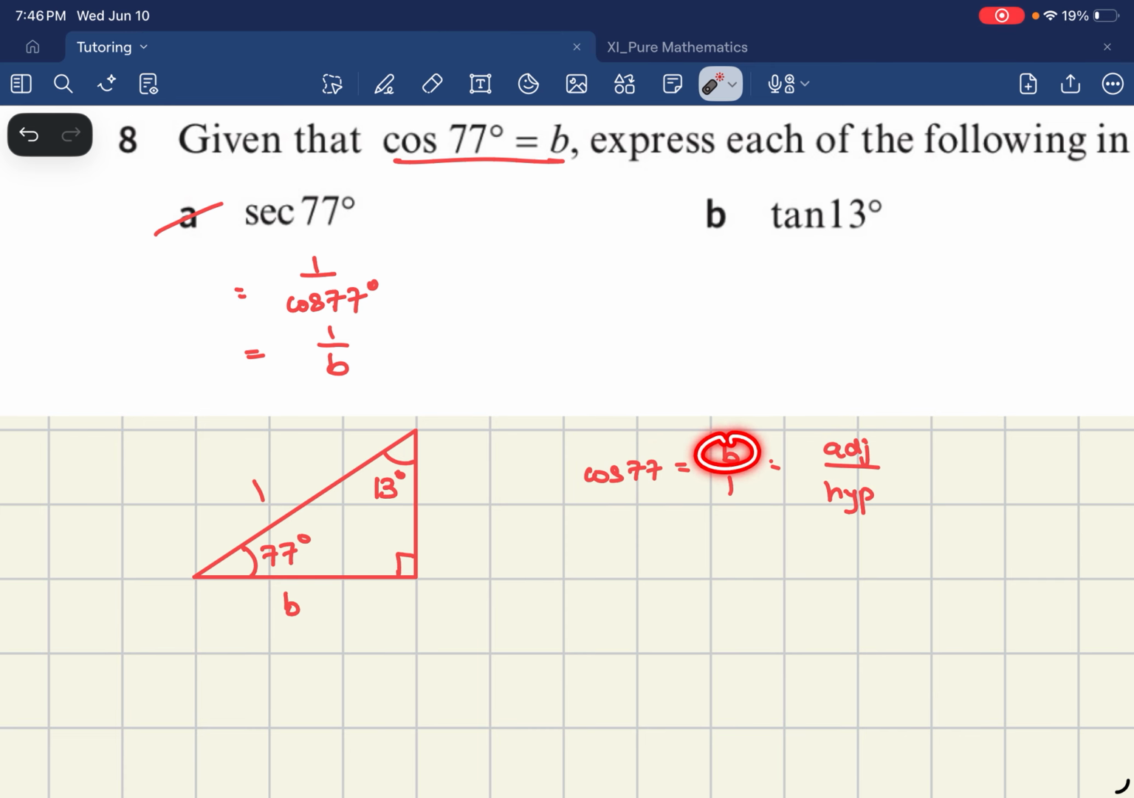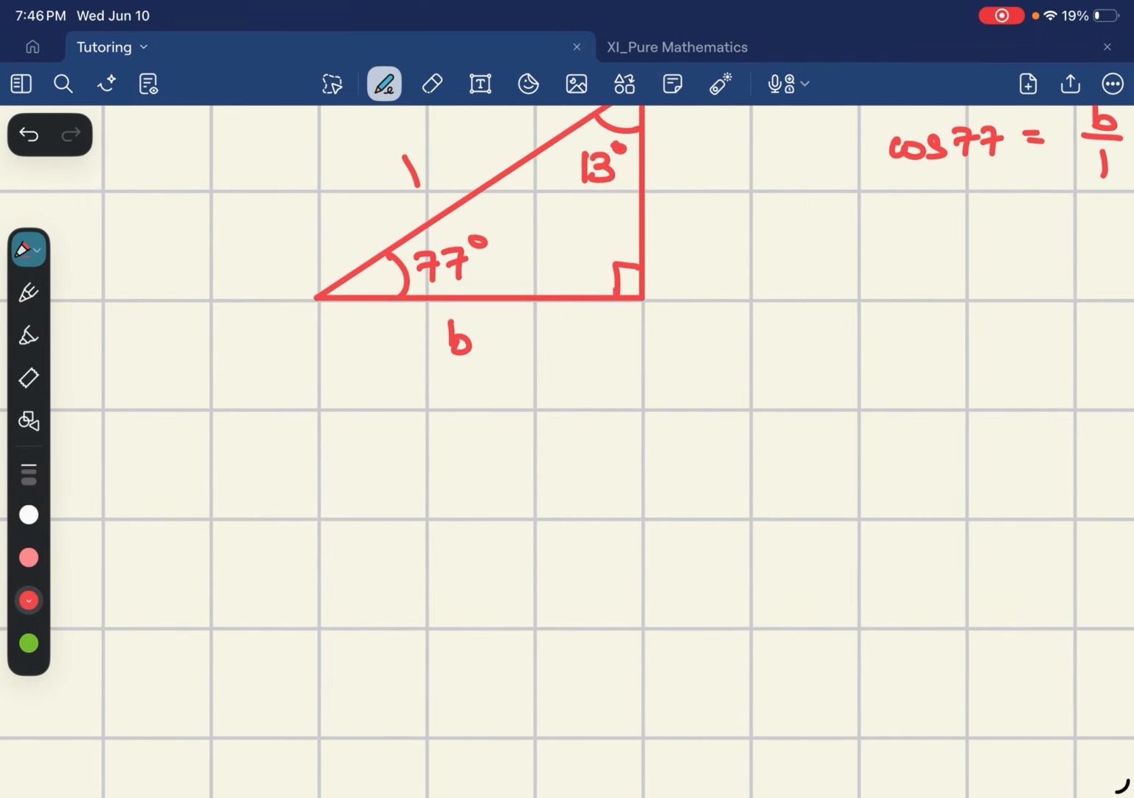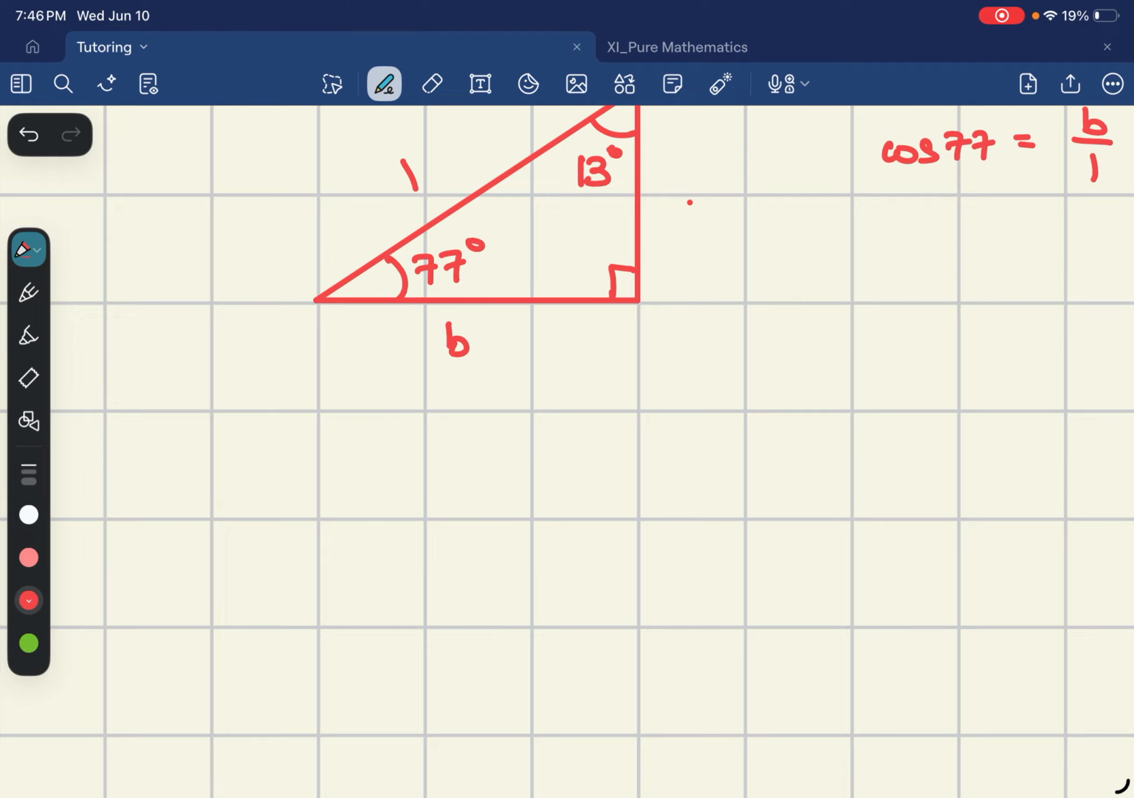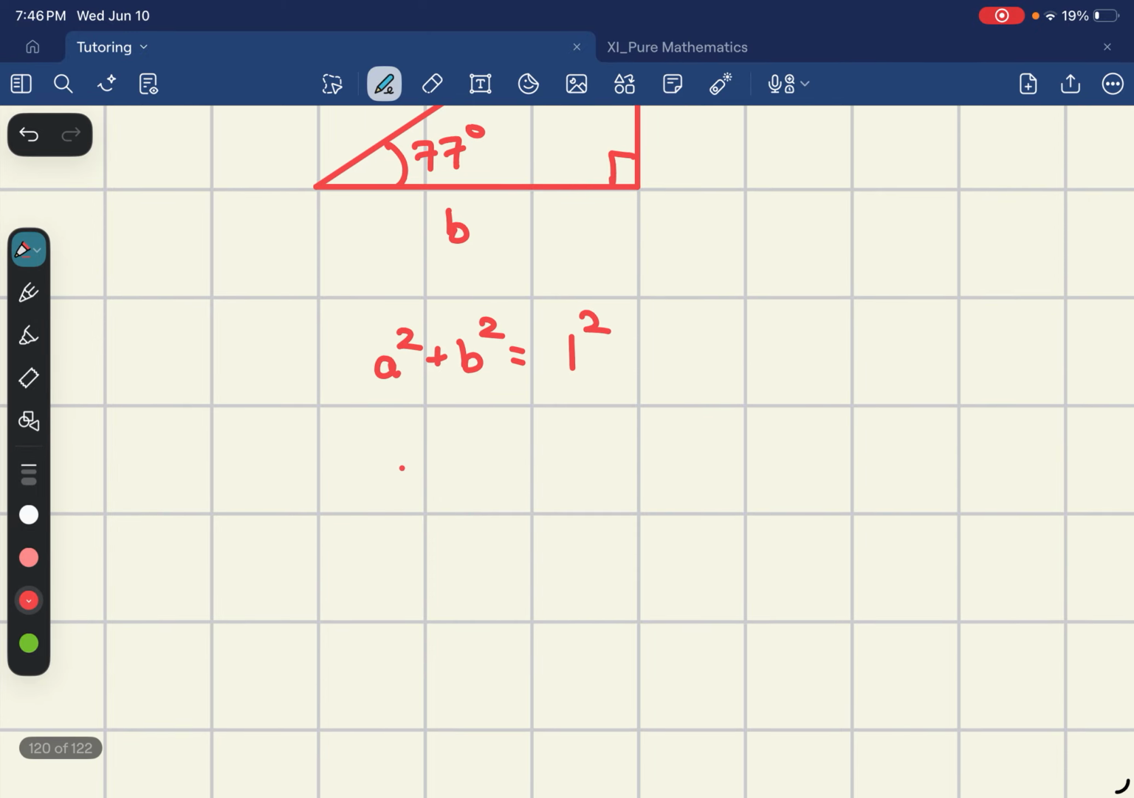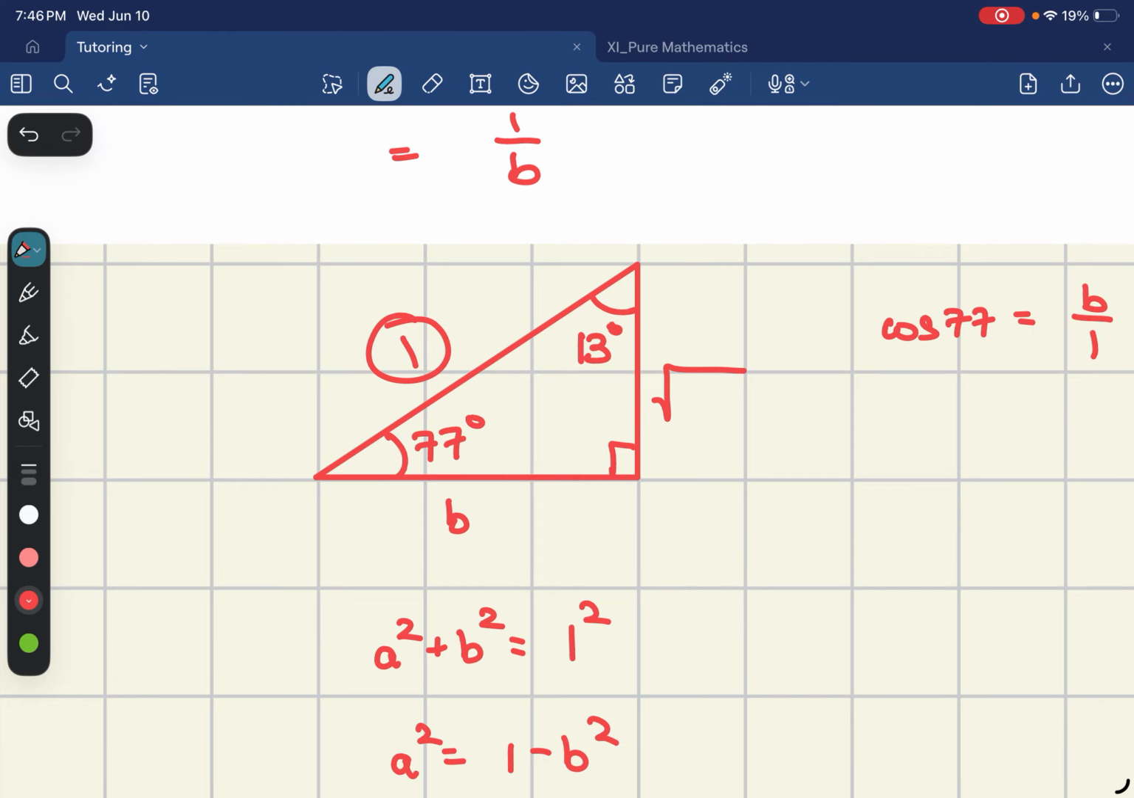So B is adjacent to 77, not 13. Adjacent to the angle in question. And the hypotenuse is 1. All right. So now you can do the Pythagorean theorem. I'll call this side A. A squared plus B squared is going to be 1 squared, right? Hypotenuse squared. So A squared is just 1 minus B squared. And A is just square root of 1 minus B squared. So I'll just write this as square root of 1 minus B squared. All right.